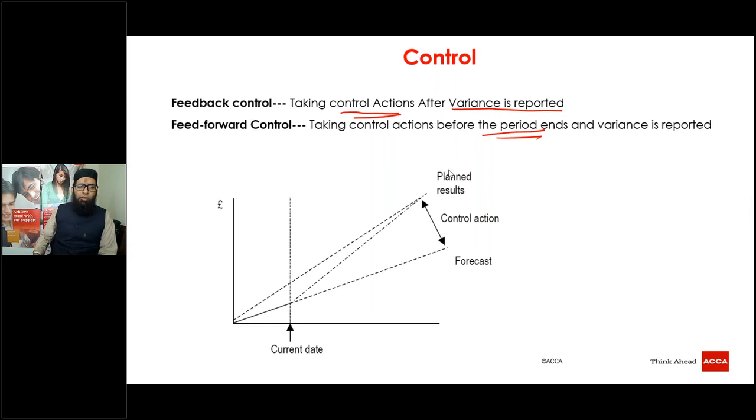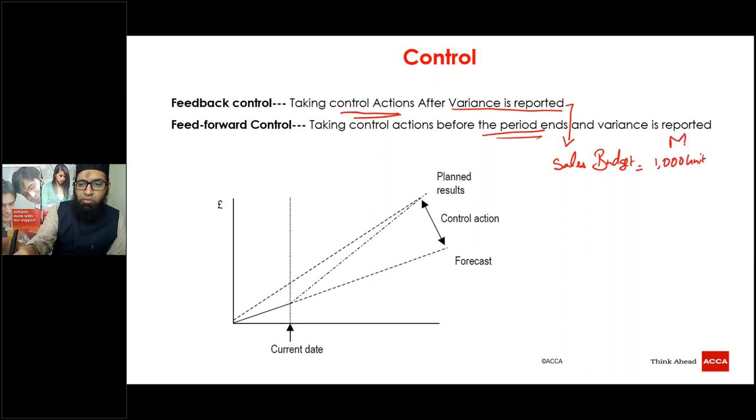Okay, Abish has requested me to give the example. So let's suppose we have produced a sales budget of, say, 1,000 units in the month of March.